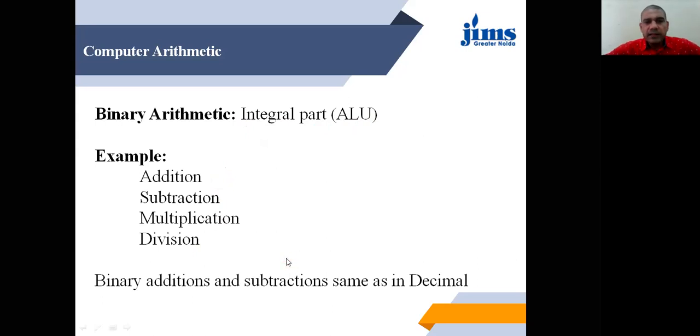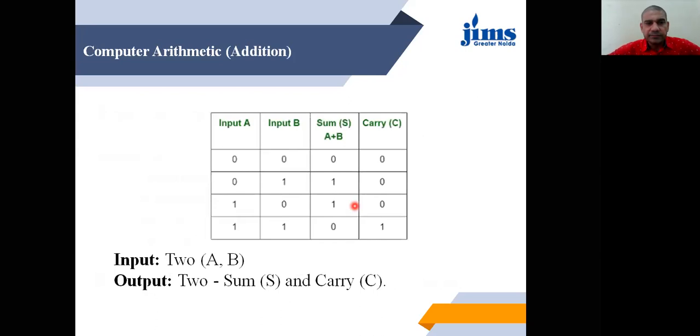Here, binary additions and subtractions are the same as we did in decimal. So the procedures of decimal will be reflected in the case of binary addition and subtraction. Let's try to understand it from here.